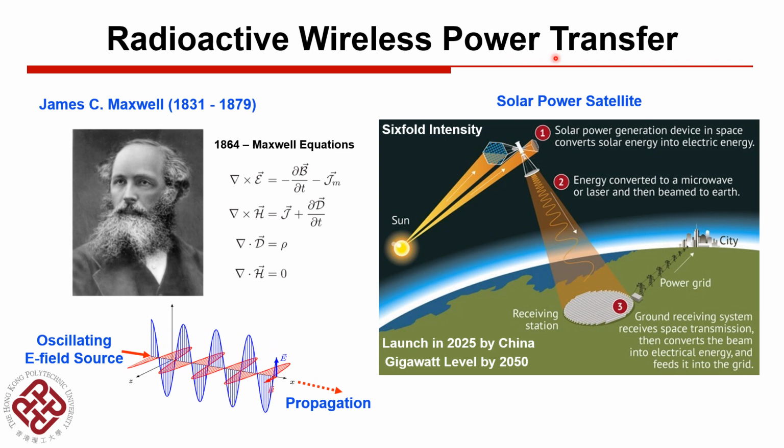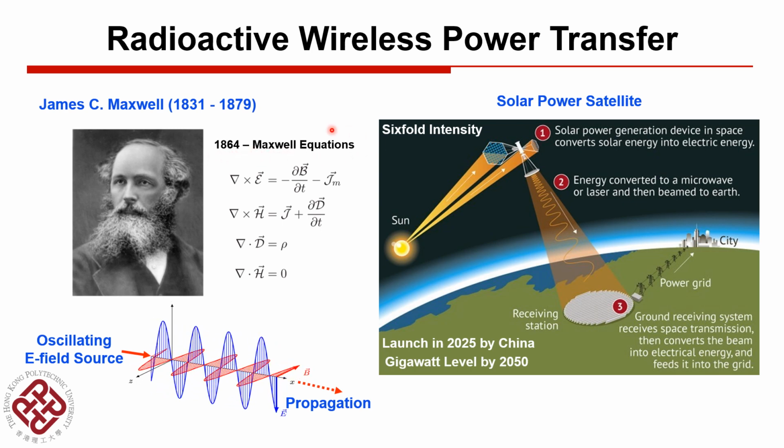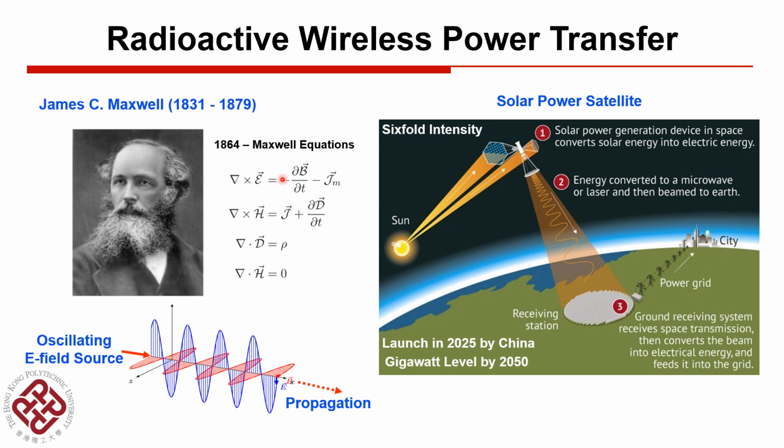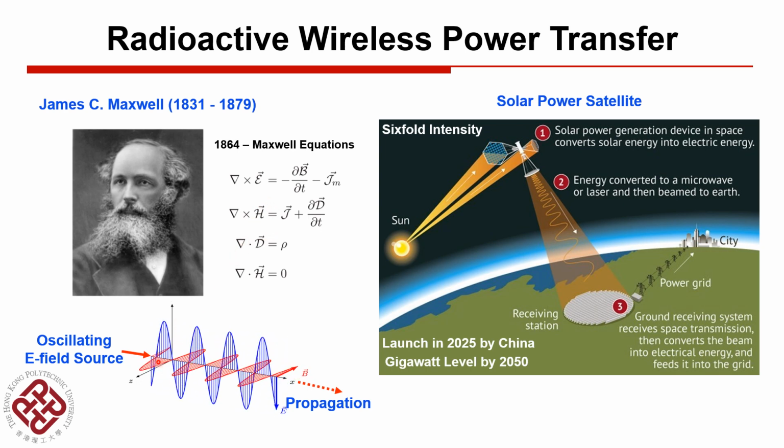Radioactive WPT is based on electromagnetic waves, which were first described by the Maxwell equations invented by James Maxwell in 1864. Maxwell equations tell us the relation between the time-varying electric and magnetic fields. The time-varying magnetic fields will induce time-varying electric fields. The time-varying electric fields will further induce time-varying magnetic fields, such that the electromagnetic waves will propagate from the origin to a very long distance.